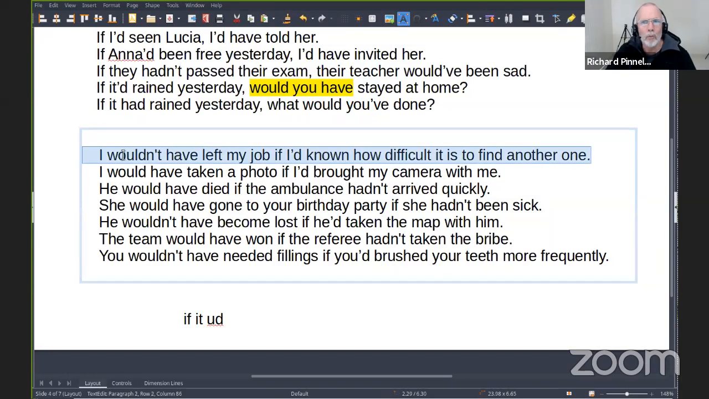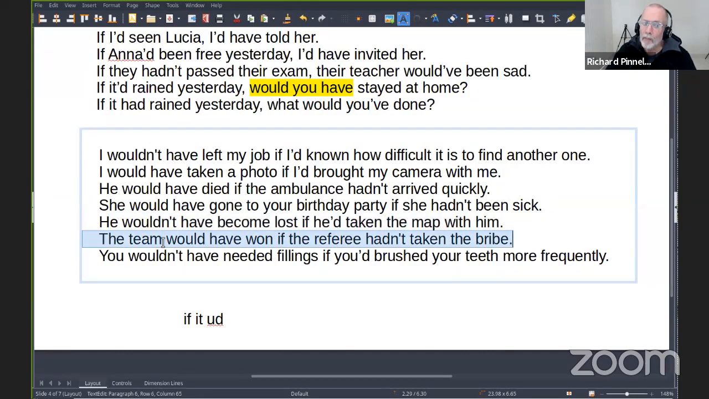More examples. I wouldn't have left my job if I'd known how difficult it is to find another one. I would have taken a photo if I'd brought my camera with me. He would have died if the ambulance hadn't arrived quickly. She would have gone to the party if she hadn't been sick. He wouldn't have become lost if he'd taken the map with him.